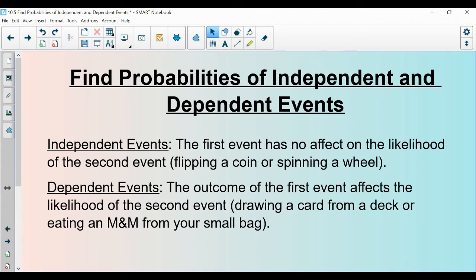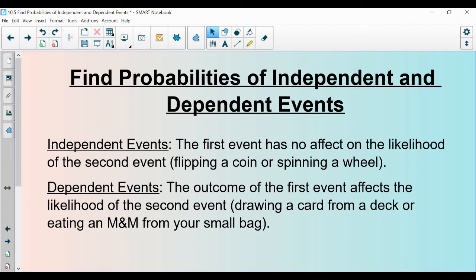We have independent and dependent events. Two events are independent if the outcome of the first event has no effect on the outcome of the second event. Things that would be independent events would be things like flipping a coin or spinning a wheel, where regardless of what happened in the first outcome, it doesn't affect the likelihood of that outcome happening again.